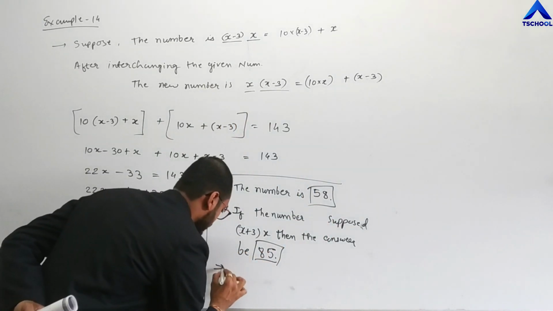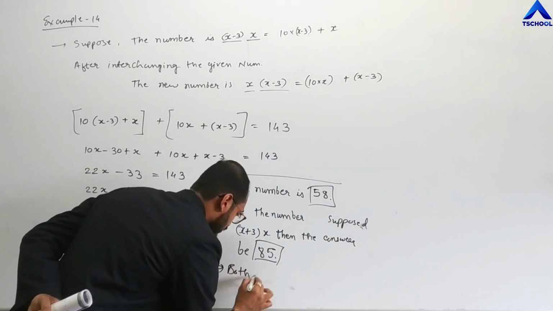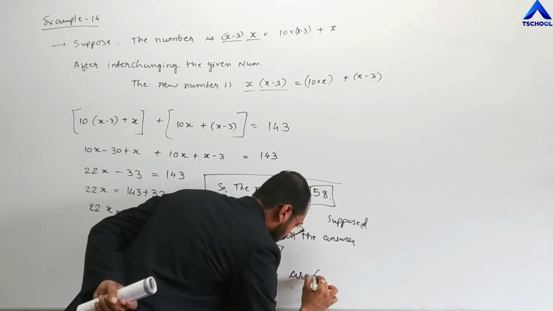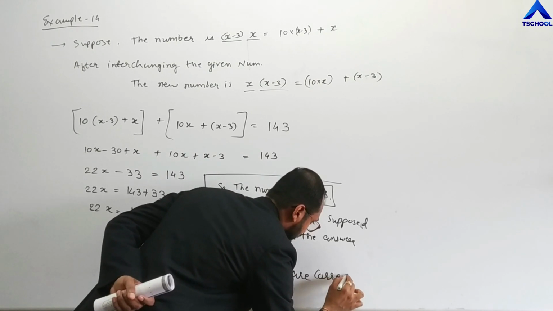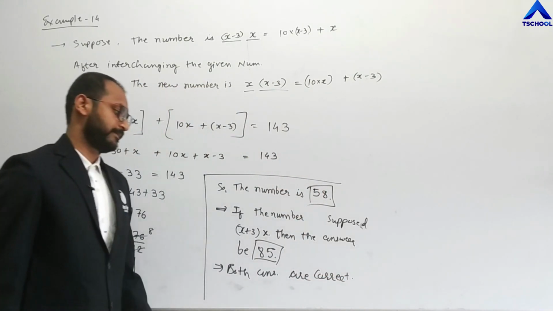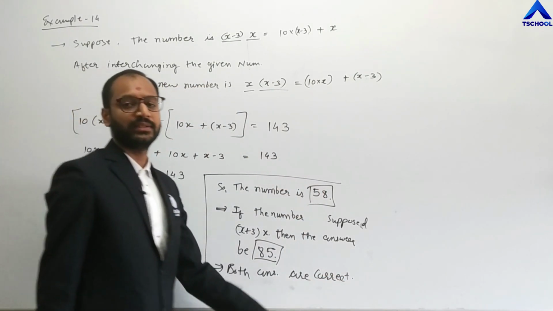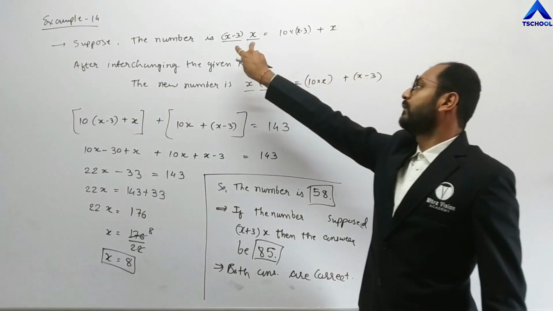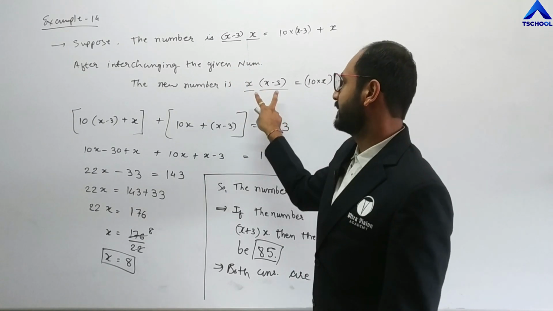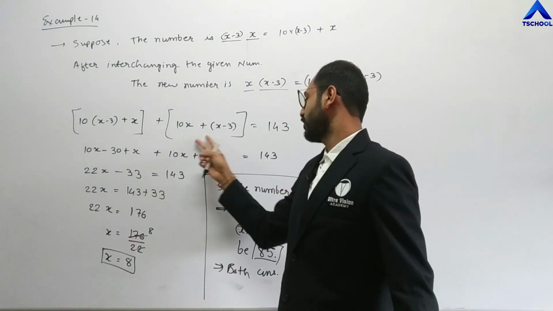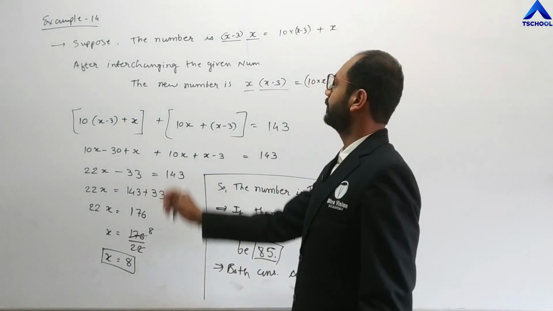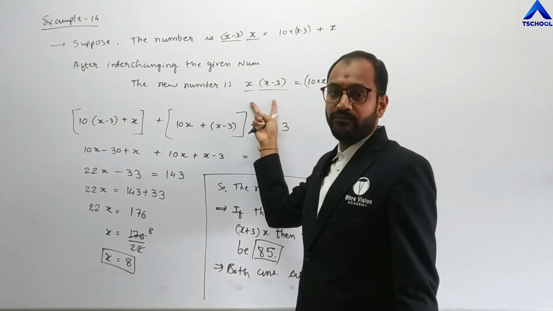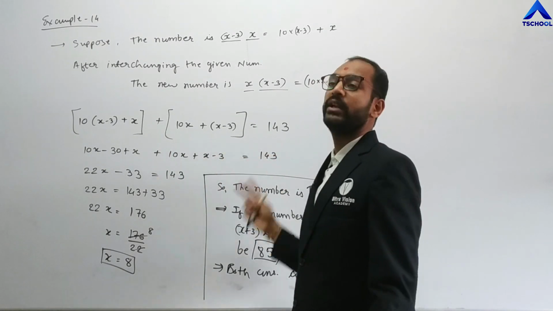You should remember this thing. Both answers are correct. Clear? Both answers are correct. Because if we consider this is 58, then the interchanged number is 85 and both added give 143. If the number is 85, its interchanged position is 58, then the addition is 143.